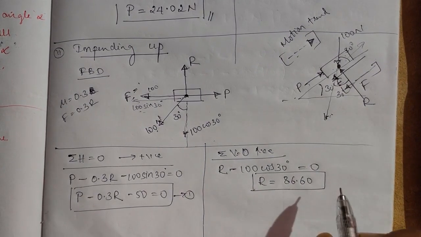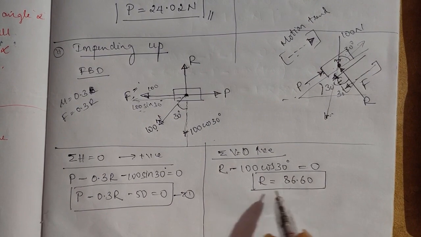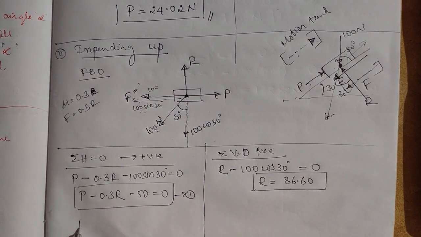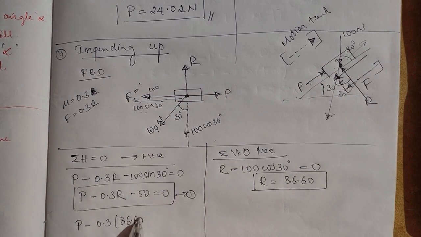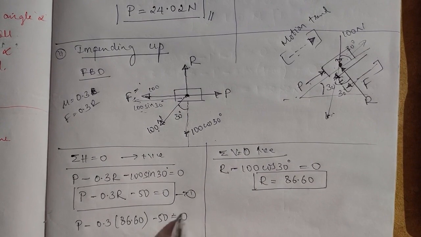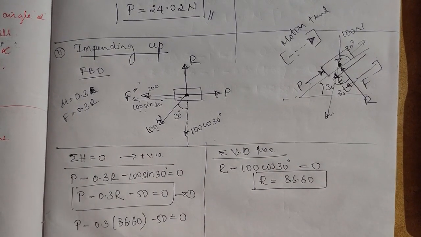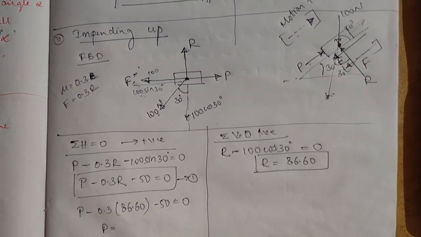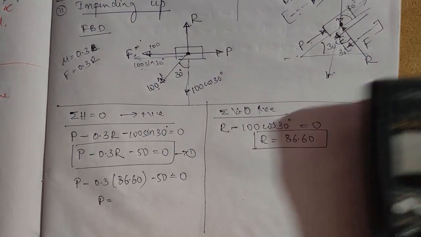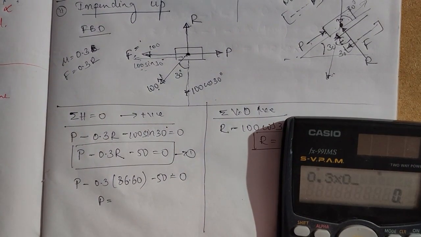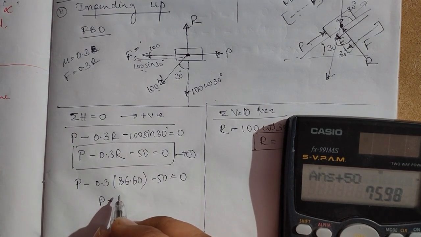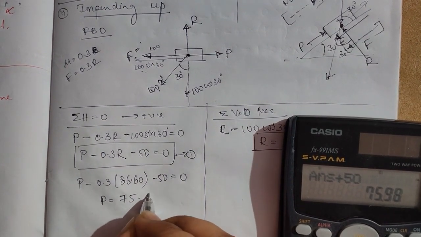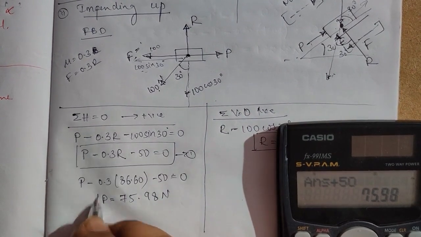86.60. R value will be 86.60. So substitute this R in this P. So P minus 0.3 into 86.60 minus 50 is equal to 0. So the value of P will be, so both are minus, so 0.3 into 86.60, so 75.98 will be the value of P Newton.